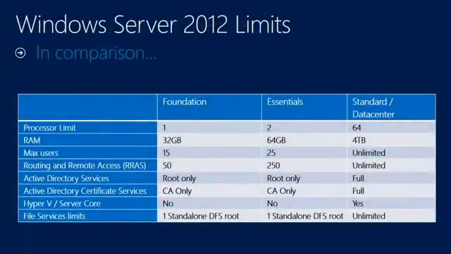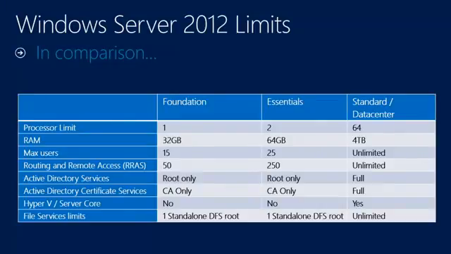Now, Windows Server 2012 limits. In comparison, we start seeing that we can classify them in 3 different categories. We have the foundations I mentioned earlier, the essentials, and the standard and data center. Now, the processor limit starts off letting you know that with the data center, you can have up to 64 processors. That's pretty much the way to go most of the time. And then with the RAM, you have the 4 terabyte limit on the data center and the 32 gigs on the foundation, which is much smaller. I mentioned the max users as well for the foundations, and all the way up to the unlimited max users.